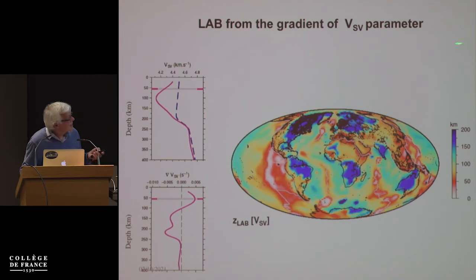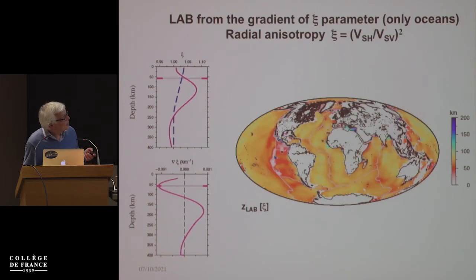And when we do that from the gradient of S-wave velocity, actually we find the same kind of geographical distribution, but different depths. I mean, the same thick cratons and shallow mid-ocean ridges, but cratons have deeper roots compared to what was obtained from isotropic inversion. And finally, what was the most surprising was what we found from radial anisotropy.